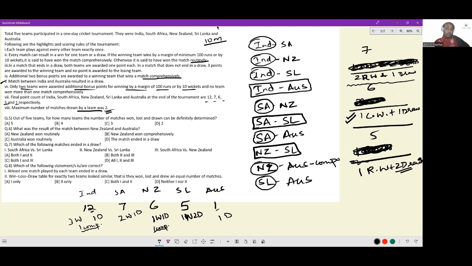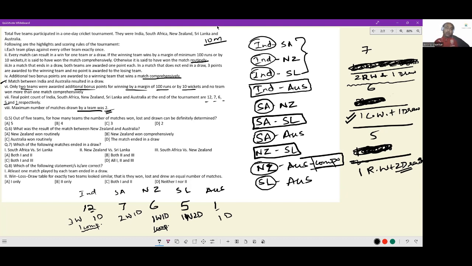And now we have the outcomes of all the 10 matches, which team won, which team did not win. We also know one of the comprehensive win matches. We also know New Zealand Australia was a comprehensive victory match. And one of these 3 is a comprehensive win match: India versus South Africa, India versus New Zealand, and India versus Sri Lanka. But which match was it? We don't know. Let's get to individual questions.